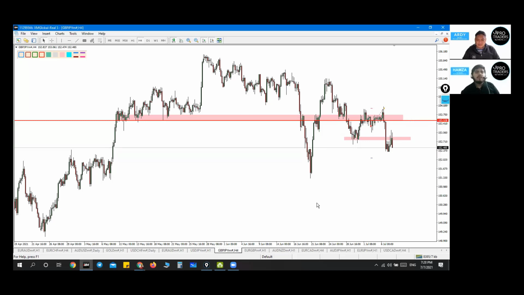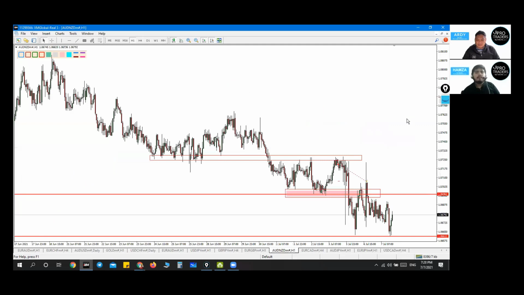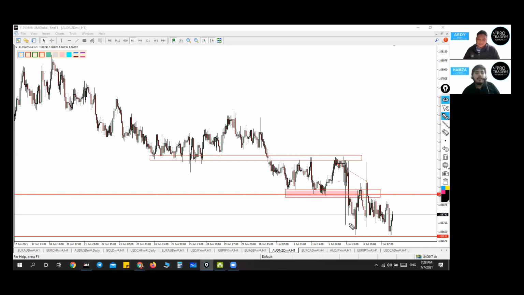So this was the Aussie New Zealand. As you can see, I entered here. I booked partial right around here. Then I moved my stop loss to this point. Price came back, I got out of the position with this profit and this partial profit, and now it is moving to the downside.